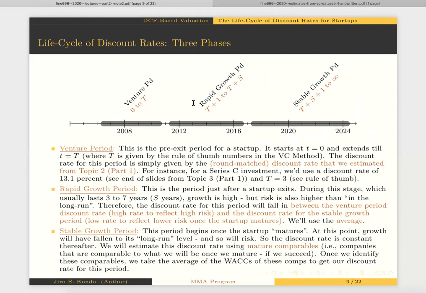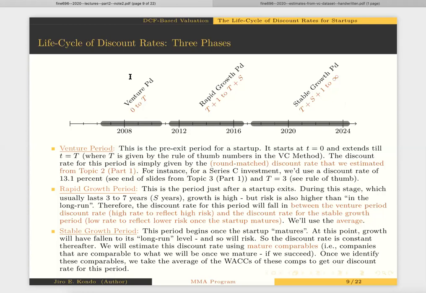The simplest calculation for getting our discount rate during the rapid growth period is, let's say we've got a seed stage investment. We'd have a 16.3% discount rate for the venture period. Let's say the industry that our startup is in is expected to have a 6.3% discount rate once the company stabilizes. Then for the rapid growth period, one common calculation is to just take the average of the discount rate during the venture period and the discount rate during the stable growth period. So that would be the average of 16.3% and 6.3%, which would give us 11.3%. You could use that as your discount rate during this intermediate stage.